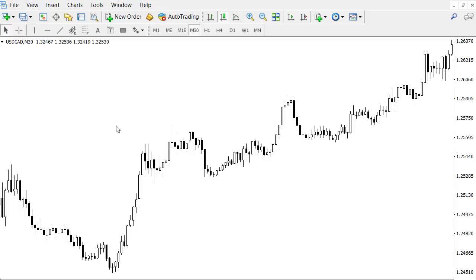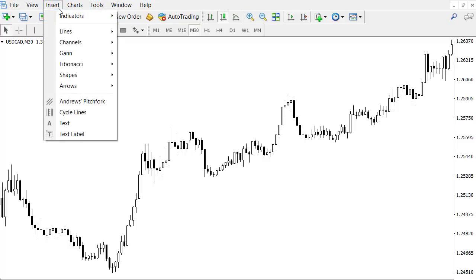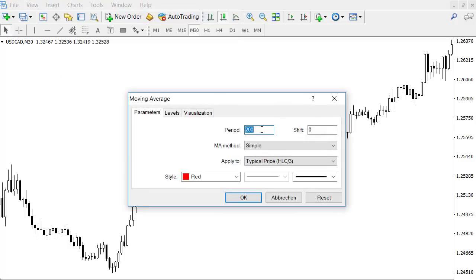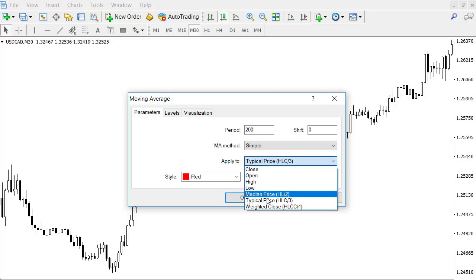So in this video we will talk about a moving average crossover system which uses the 50 and 200 period moving average. How do we set that up? We go to indicators, so first insert, indicators, moving averages, then you can see we have a period of 200, shift we can leave at the default 0. Method here, there are a few options. I like to keep it on the default, just stick with simple and apply to typical price, which is quite nice. You can use high-low-close divided by 3, or high-low divided by 2, both work well. I like to use the typical price.